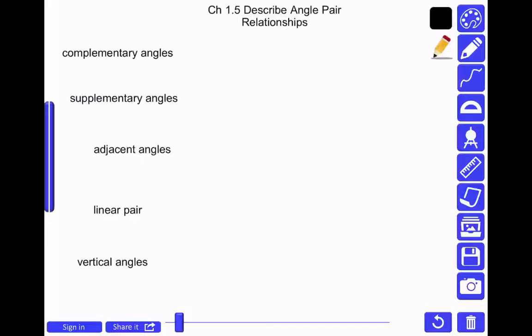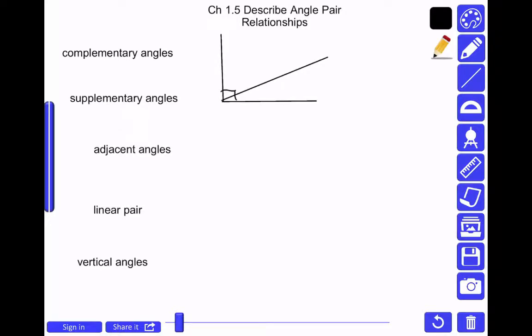All right, this is section 1.5, describe angle pair relationships. These are the vocabulary words, again, that you should have in your notebook. And I'm going to just show you what each of these means and give you examples. So complementary angles are angles whose sum is 90 degrees.